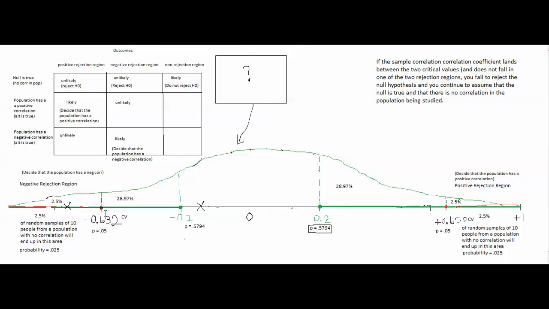That's because the critical value is the point where the samples only go past these two points into the rejection regions 5% of the time when the null is true. That's where the p-value of 0.05 comes from.